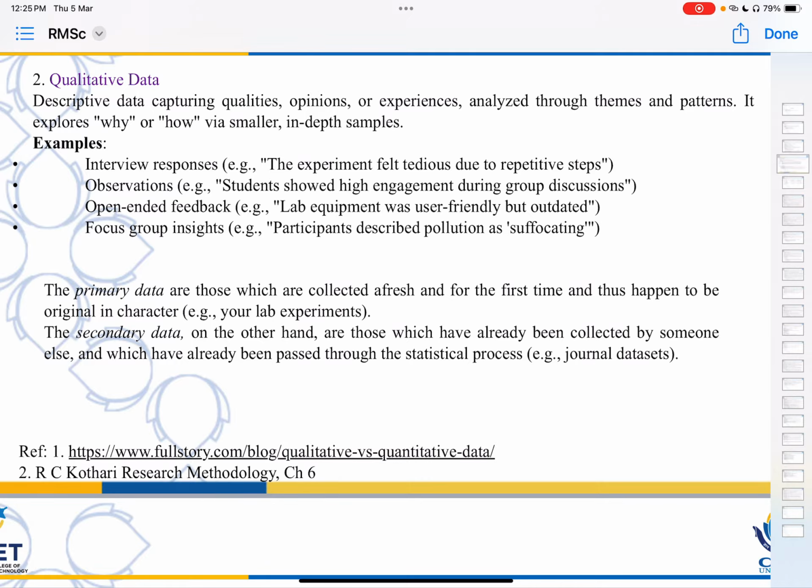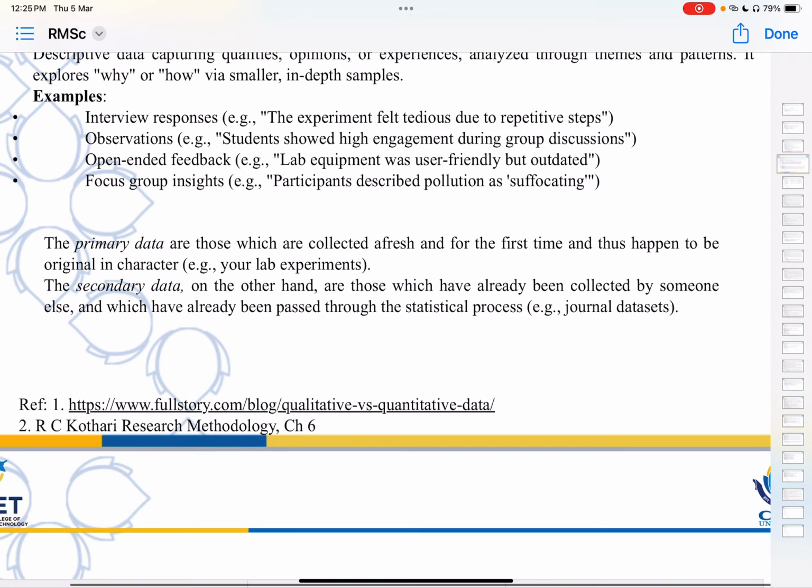Then, in data, there are again primary data and secondary data. Primary data are those which are collected afresh and for the first time, and thus happen to be original in character, like our laboratory experiments. So these are primary data. Secondary data is when someone else has collected the data and we are using that. That is known as secondary data.